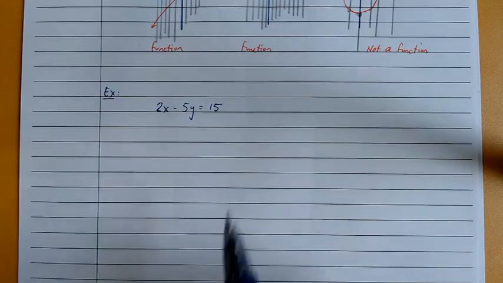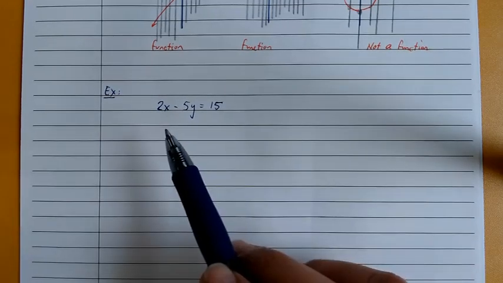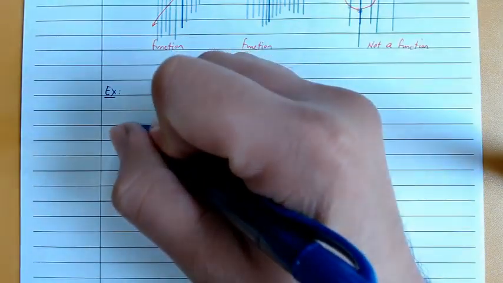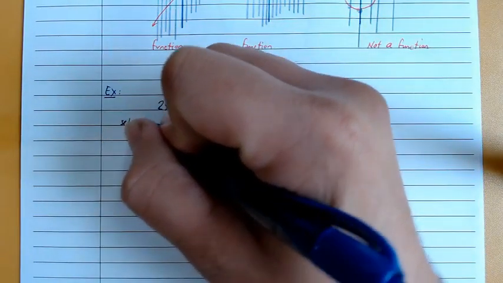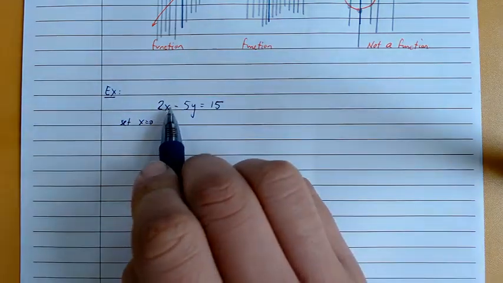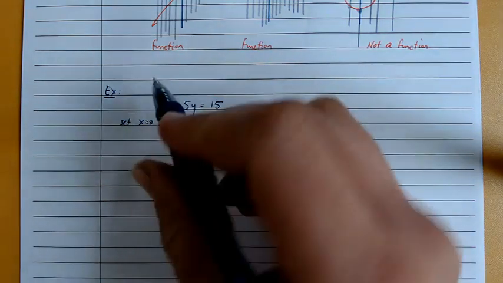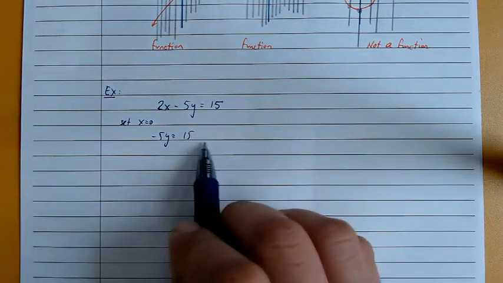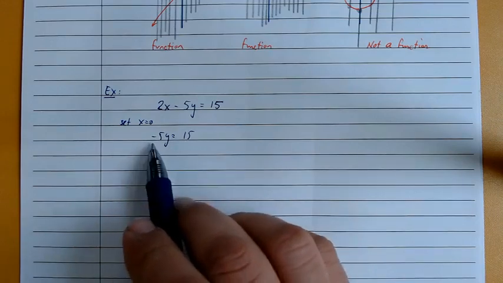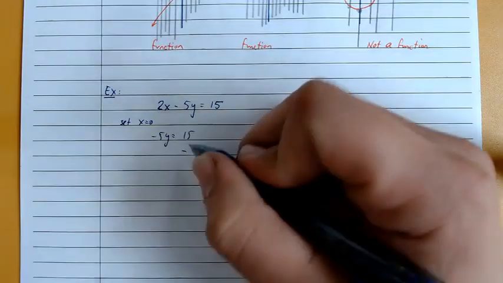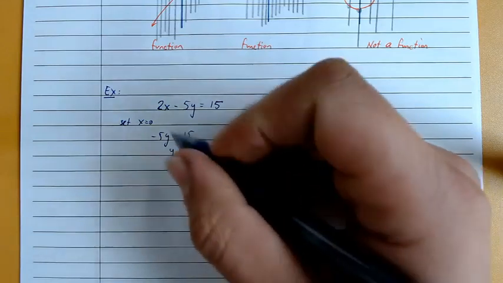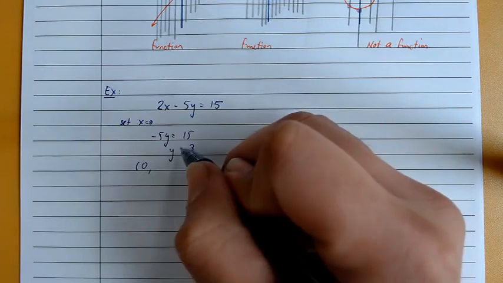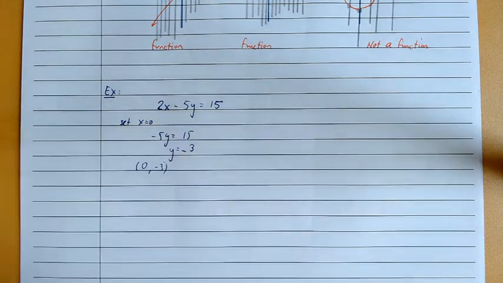So here, I think I'll just go ahead and plot 2 points. Here I can say if x is equal to 0, well then 2 times 0 is 0, and that just leaves me minus 5y is equal to 15. If I then divide both sides by negative 5, a positive divided by a negative is a negative, 15 divided by 5 is 3. So this is one solution to this equation, 0 for my x value, and negative 3 for my y value: 0, negative 3.